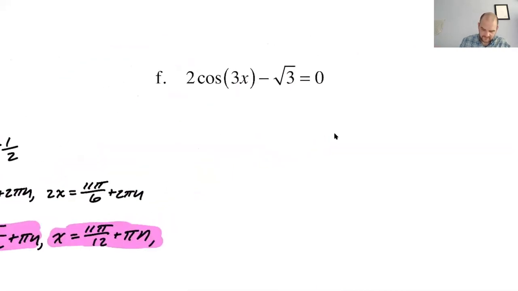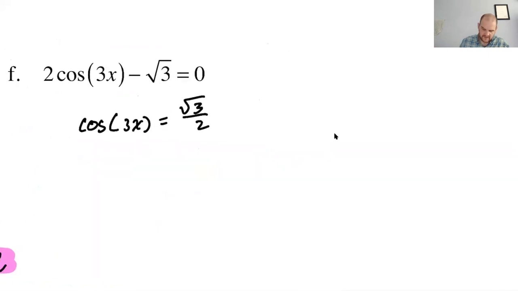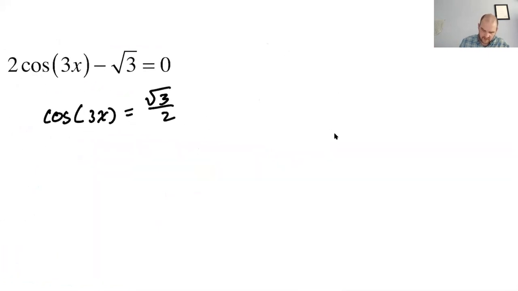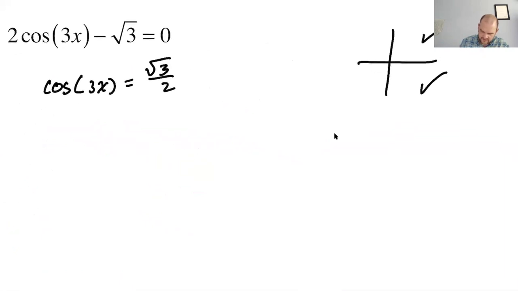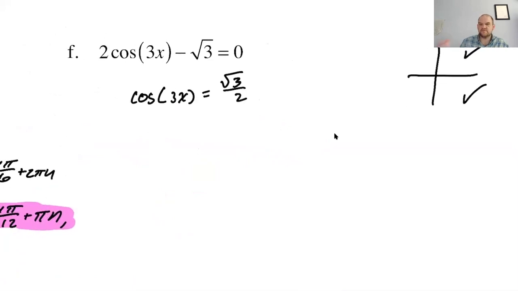So let's see. Here we go. I'm going to make this cosine of 3x. So I'm still thinking in terms of cosine of u, to make it an easier problem, but I don't want to have to do the u substitution all the time. Cosine is positive here and here. Do I need a reference angle? No, it's radical 3 over 2. It's just pi over 6, right?